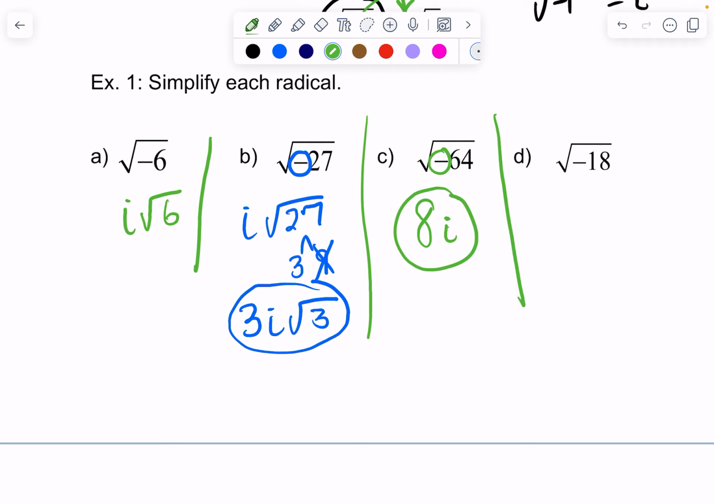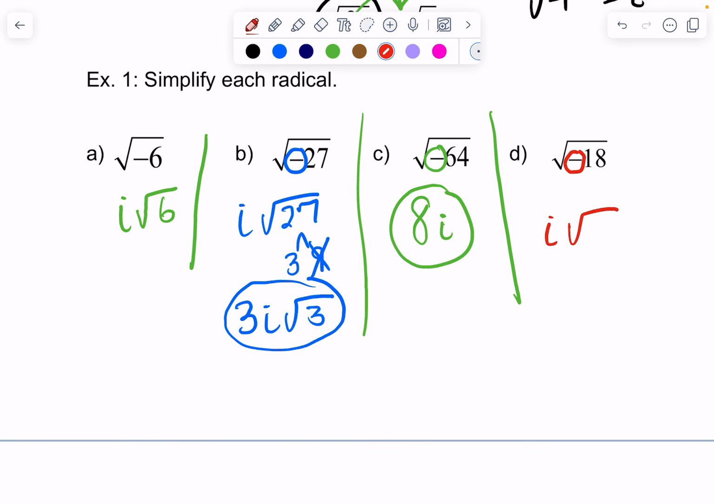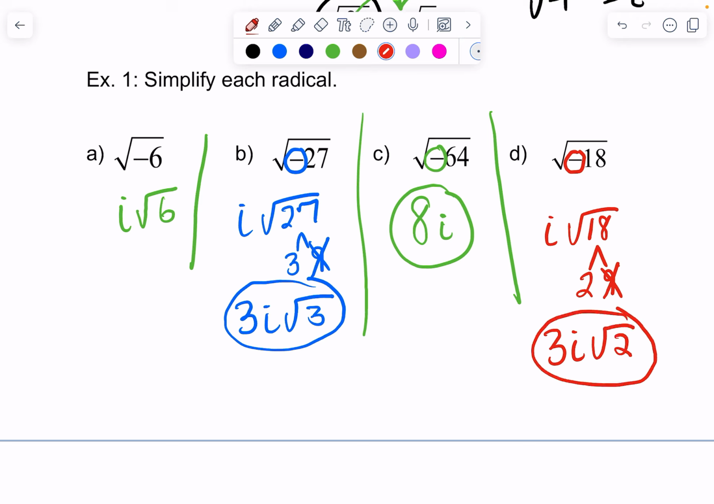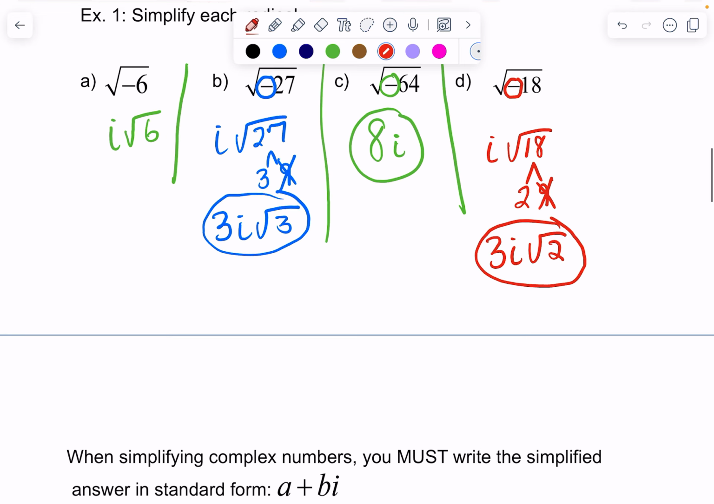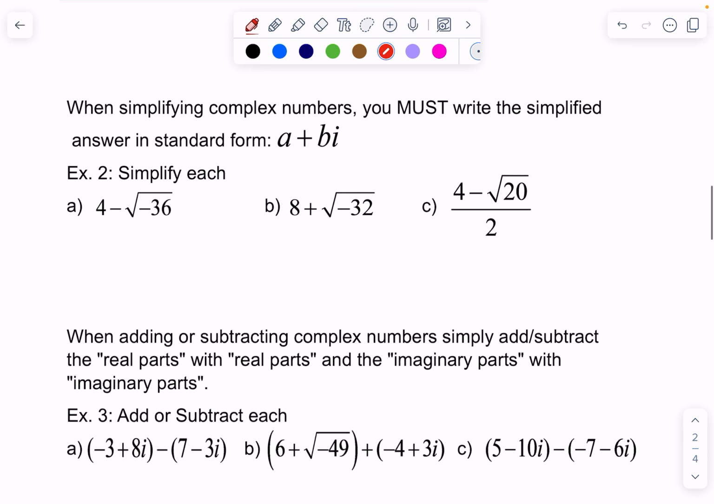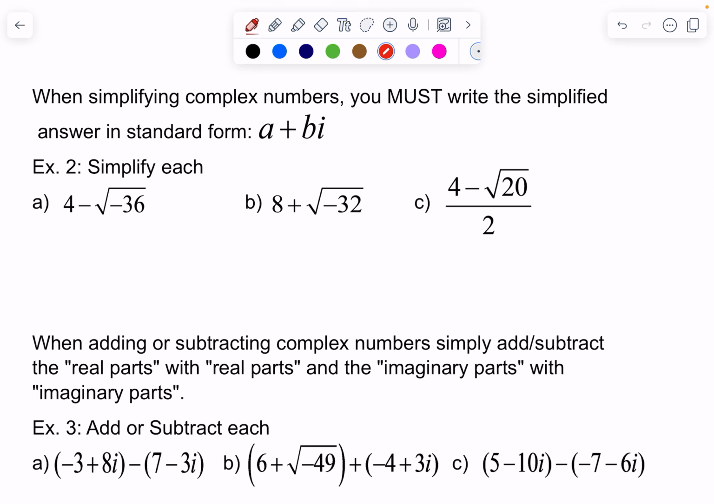Square root of -18. Well, here I'm going to go ahead and simplify the square root of -1 as an i on the outside, leaving me with a square root of 18. This is 2 times 9. Square root of 9 is 3. So I've got 3i with the square root of 2 left over. And that's how you simplify negative even index radicals.